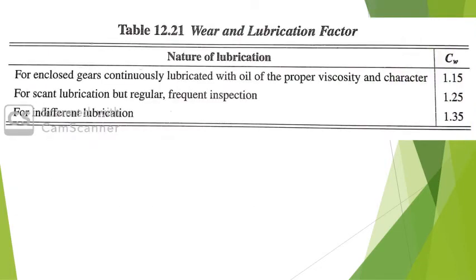For the wear and lubrication factor Cw, we have three different values. First of all, for enclosed gears continuously lubricated with oil of proper viscosity and character, it is 1.15. For scant lubrication but regular frequent inspection we have 1.25, but for indifferent lubrication we have 1.35. So the value is increasing, and from this we have to assume.